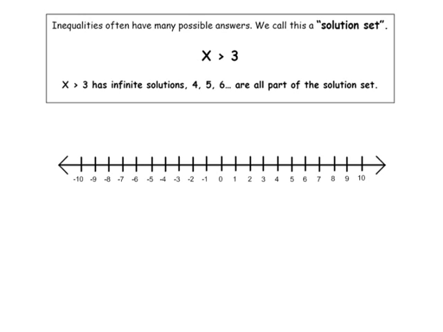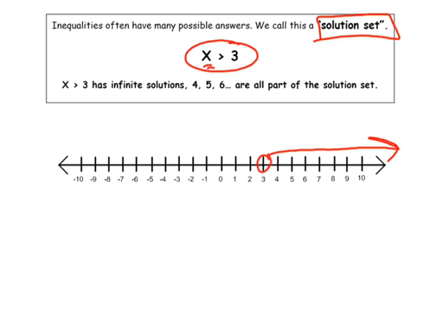Another thing about inequalities, often they'll have multiple solutions. For example, in this inequality, x is greater than 3. There's a lot of possible solutions for that. What numbers are greater than 3? Well, all the numbers on the number line to the right of 3 would be possible solutions. They'd be part of the solution set. 4 is greater than 3, 7 is greater than 3, 25 is greater than 3, even 3.01 is greater than 3, or 3.0001 is greater than 3. So there are multiple solutions, and we call that the solution set.